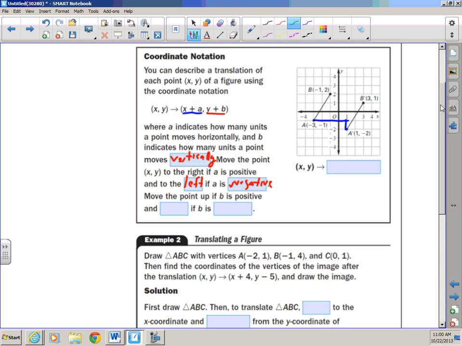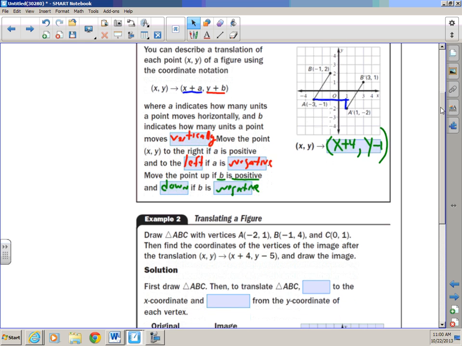And then move the point up if B is positive, so B positive, up, and down if B is negative. So how would I write the rule for here? I moved 4 to the right, so I added 4 to the x, and I moved 1 down, I subtract 1 from the y. So let's take an example for you to work on.